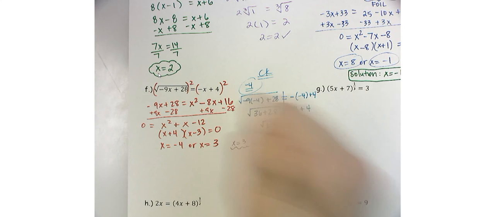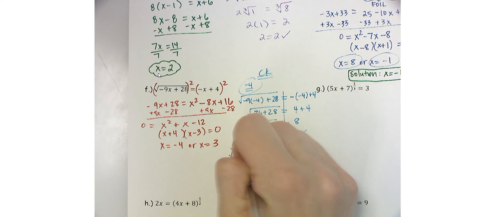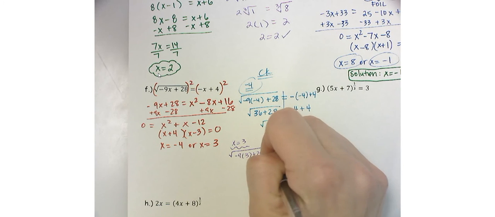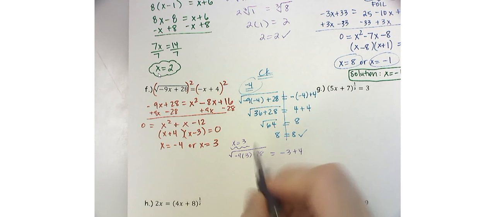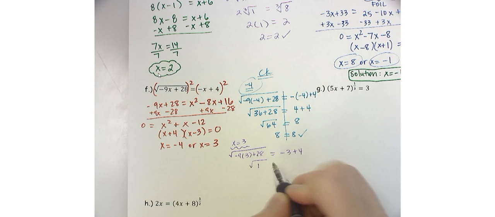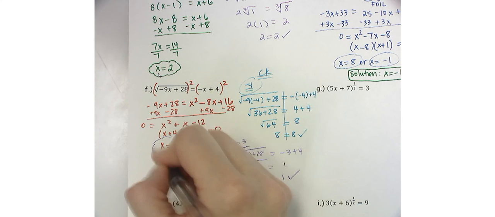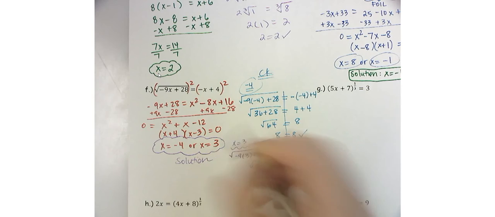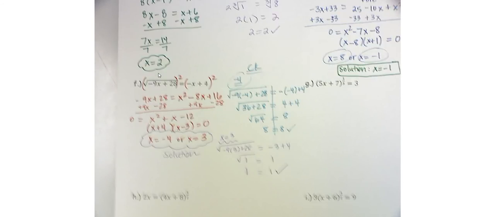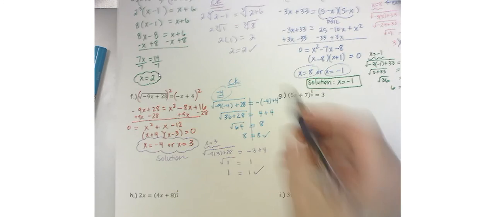All right, now we're at G. So for G, we have 5x plus 7 to the 1/3 equals 3. So remember, the 1/3 is the same as the cube root, so we are going to raise each side to the power of 3. That is also the reciprocal. 3 cubed is 27. So we have 5x plus 7 equals 27. Subtract 7 from both sides, divide by 5, and you'll get x equals 4.